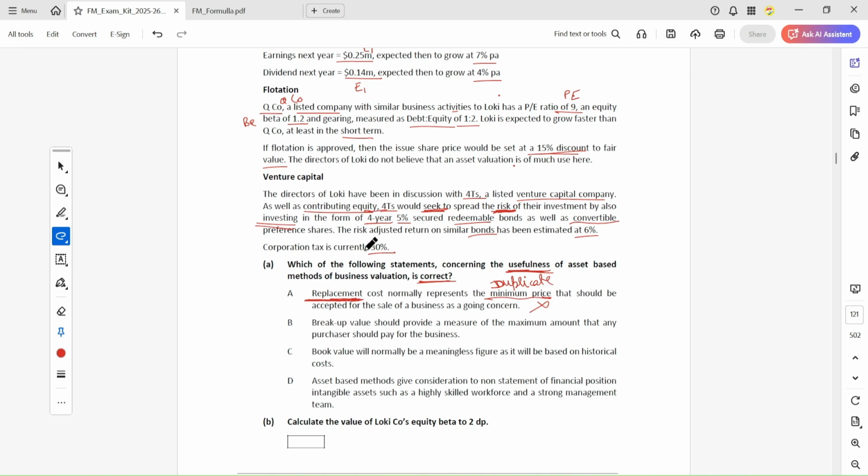Next is breakup value. Breakup value should provide a measure of the maximum amount that any purchaser should pay for the business. Breakup value provides the maximum amount that a company should pay for the company. No. Okay, so breakup value is not the maximum.